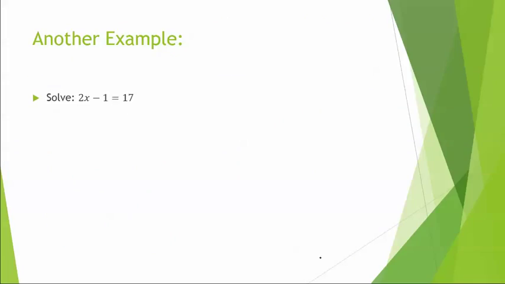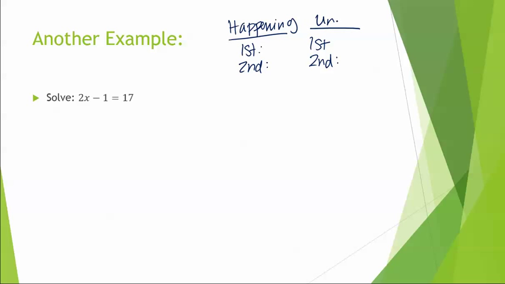Let's try another example. So a shorthand for this is I write first, second, first, second. And the first one is sort of what's happening, and the second one is undo. So the first thing that's happening to the x here is it's being multiplied times 2. The second thing is it's being subtracted by 1. Okay, remember you have to go in the opposite order. So I'm going to start by doing the undo of subtracting 1, which is add 1, and the undo of multiplying by 2, which is divide by 2.